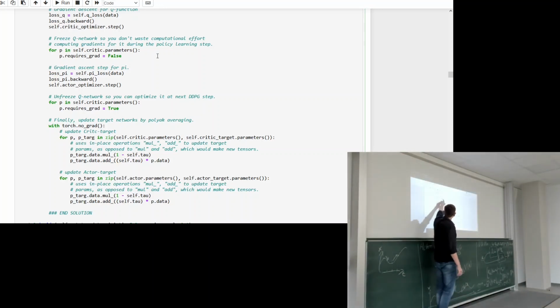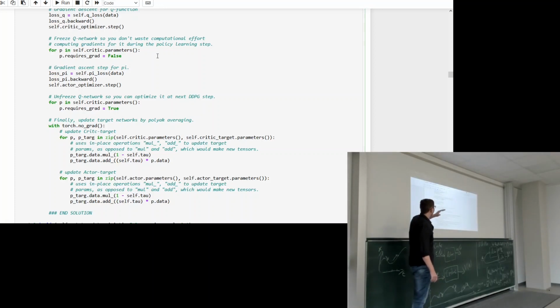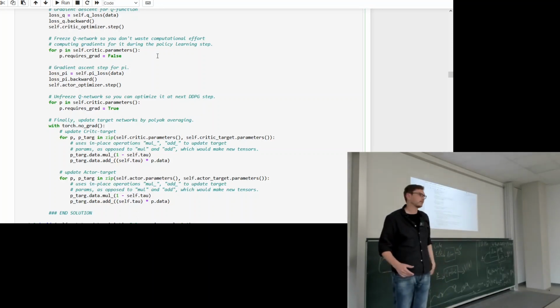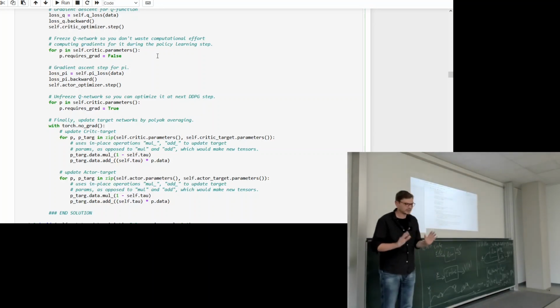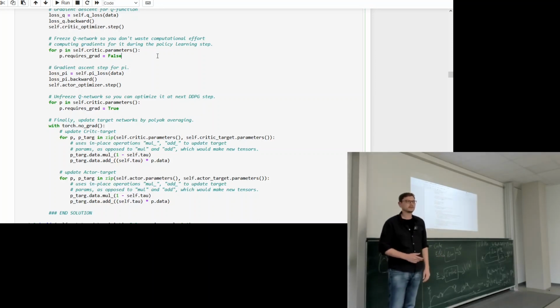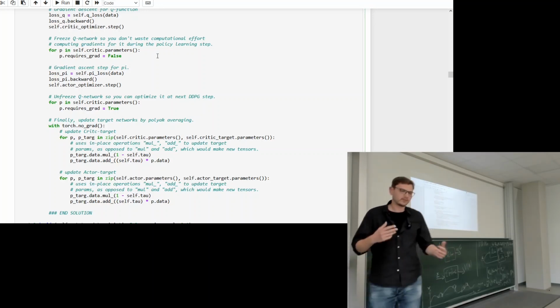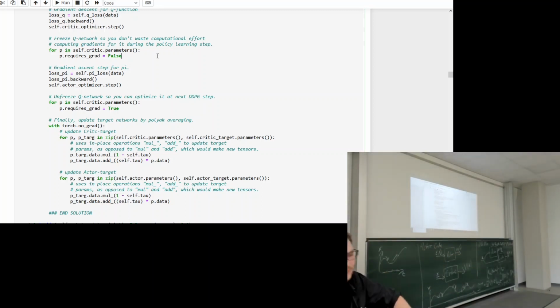Here it is. I don't know whether you can read that, but it says we don't want to waste computational effort, so therefore we freeze the parameters of the critic, because now that we want to update the policy, the critic will not be changed. So therefore we don't need to change the critic's parameters, and therefore we can freeze them in order to tell the system that it does not need to calculate the gradient for it, because we will not use the gradient anyway. So we tell it beforehand, no need for that calculation. We can use this computation time in a better way.